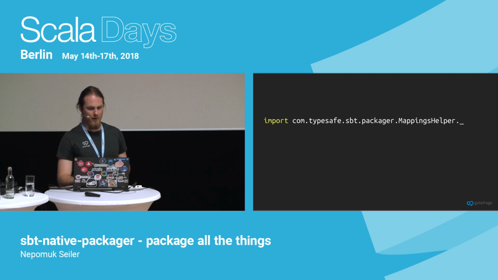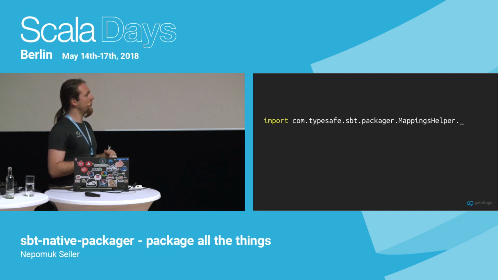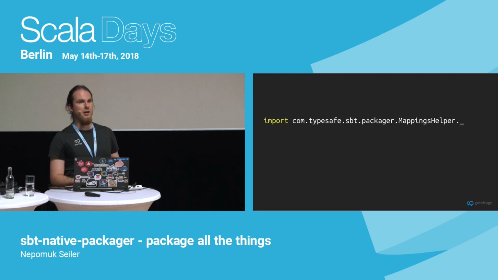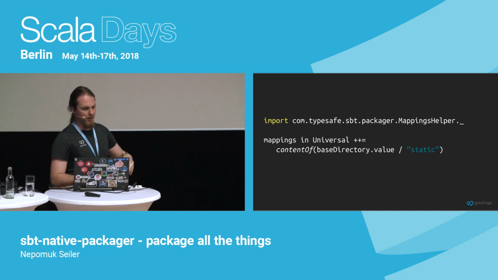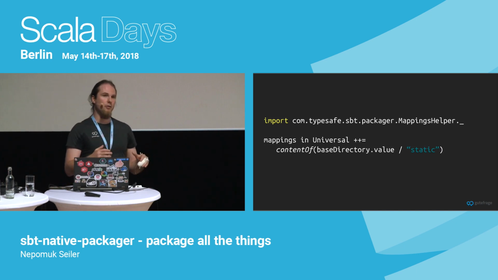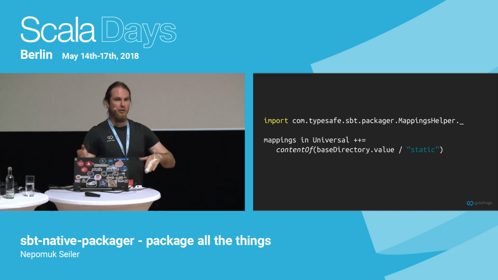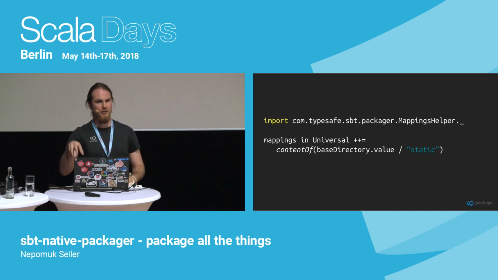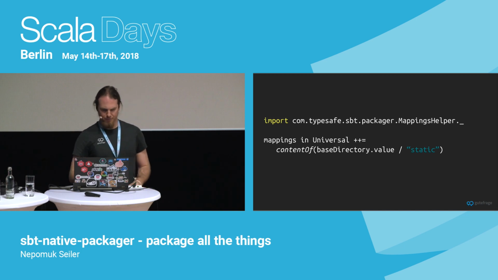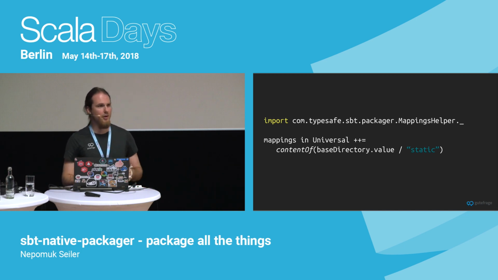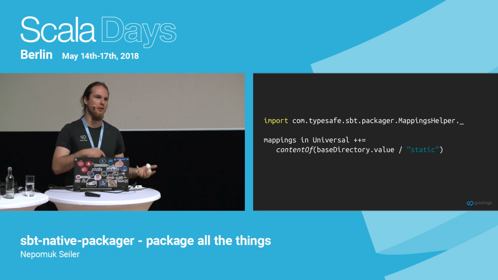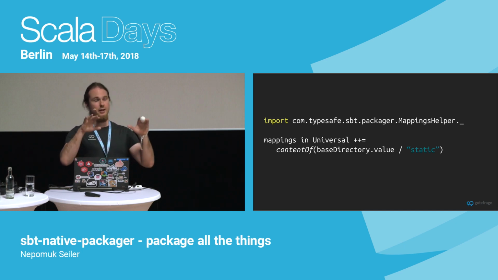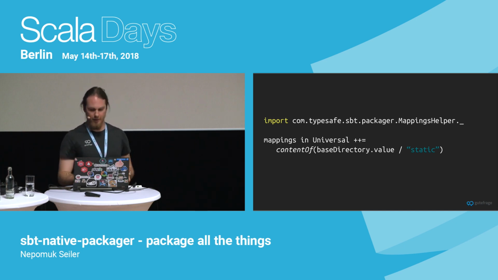Because mappings are such an important concept, native packager comes with a helper class, which is called mappings helper. You can import it, and then you get things like contentOf and directoryOf, where you can put in a directory and all the contents will be added as they are on your disk to the mappings. Because it's such a useful concept, there were some SBT plugins importing native packager only for these helpers, which are actually just a wrapper around the path API from SBT.